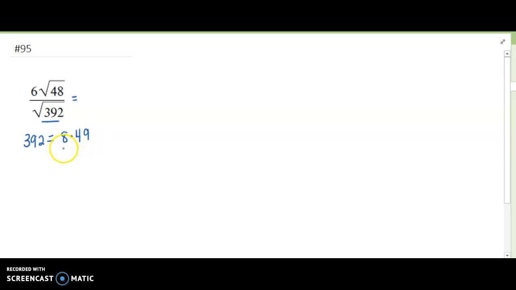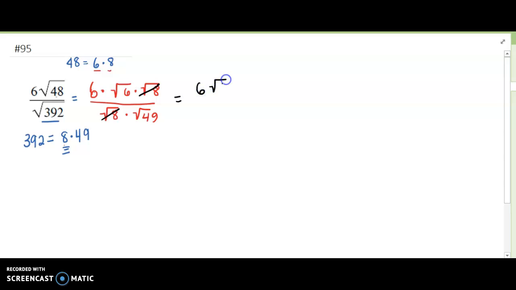Okay, and while I'm intrigued with that, I like this 8 because I know that 48 is equal to 6 times 8. Okay, so I'm going to break these apart. So I'm going to say the top is 6 times 48. I'm going to change it into square root of 6 times the square root of 8. Okay, and then the 392, once again, I'm going to change into 8 times 49, so square root of 8 times the square root of 49. Now, this works in our favor big time because 8 and 8 go away. So I'm just left with 6 square root of 6 over square root of 49.